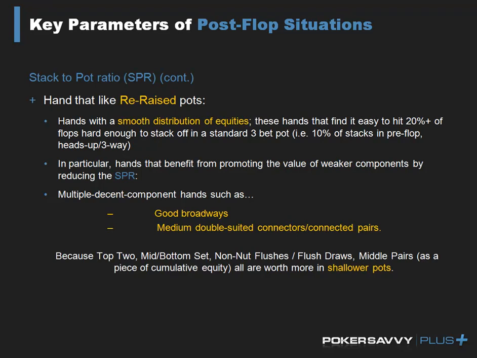But the basic theme here should be clear: hands like King, King, 7, deuce rainbow are single component hands. They make the nuts, but not that often, relatively speaking, and they benefit from having a lot of opponents in the pot. A hand like Jack 10-9 8 double suited, for a few different reasons, benefits from having fewer opponents and from having more money in the pot pre-flop.